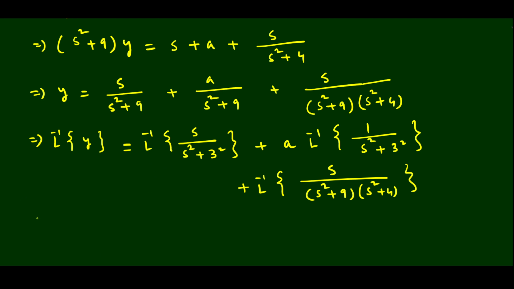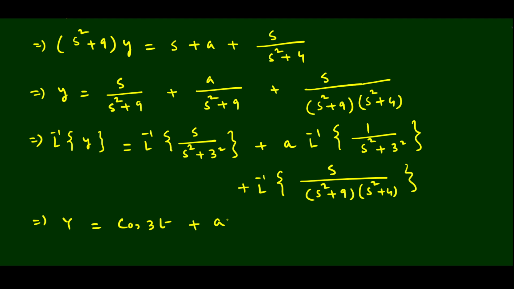So our left hand side is capital Y. Right side, again we can use the inverse Laplace formula. So it is L inverse of s divided by s square plus 3 square, so it will be cos 3t. Then plus a into the right hand side, what? 1 divided by s square plus a square.